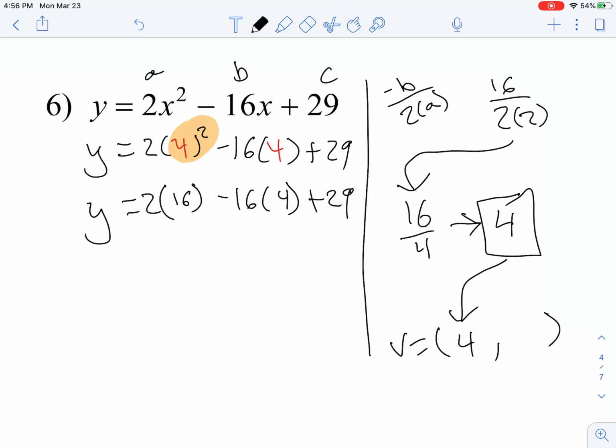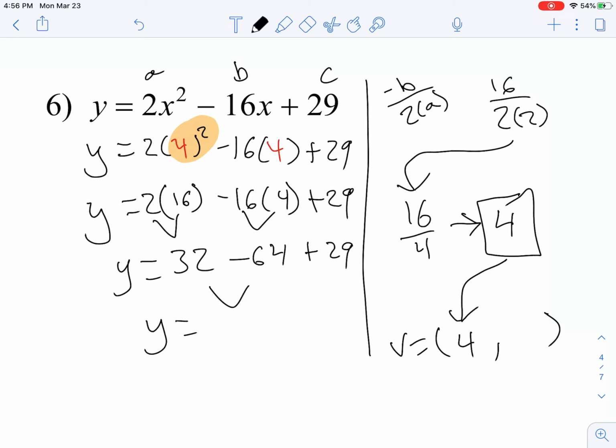Okay. We'll continue to work this out. So y equals 2 times 16, which is 32. And then we have, so that made that. Negative 16 times 4 is negative 64. And then plus 29. And now I'm just going to go through and add and subtract from left to right. And we end up with a negative 3. Okay. So that's it for finding the second value.